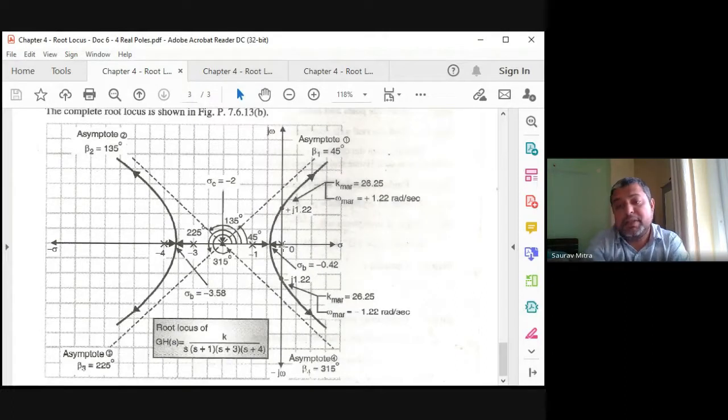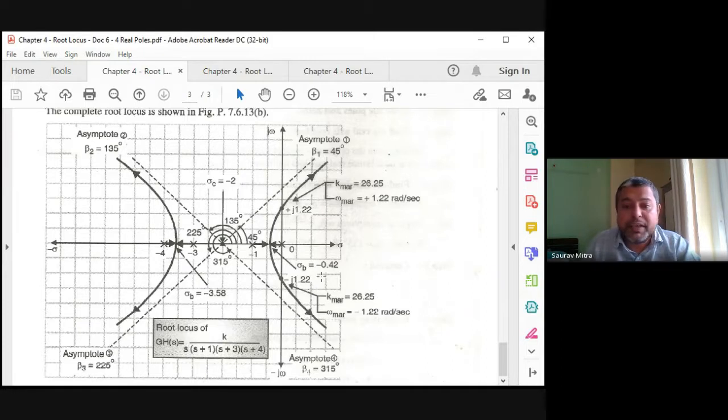Locus means path. That means with the increment of k, which path the root is following. So that is very important. So this 0 will come here and this -1 root will come here. That means we are increasing the value of k. Initially for k equal to 0, -1 was there, that will change its path. It will come slowly to the right side and they will collide at -0.42.